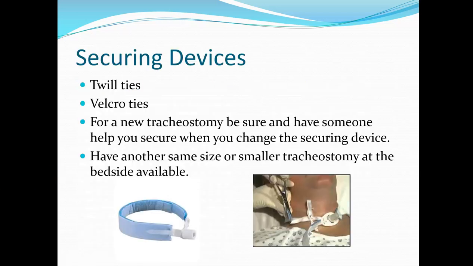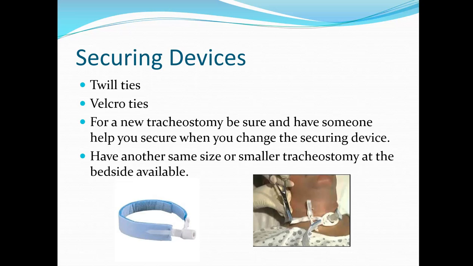All right, and then securing devices. So down here at the bottom, this is the one you're probably going to see most commonly. Some of them may just have ties, but most of them have little small Velcro ones now, and they just go in the side of that flange, as you can see in that picture. If someone has just got a new tracheostomy, so they've just had the procedure done to place it, be sure to have someone help you secure the device when you change it.